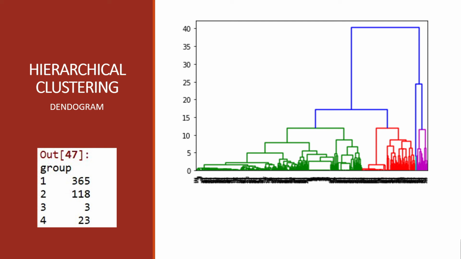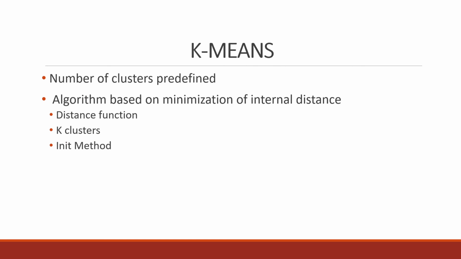Okay, let's apply the K-means algorithm to our normalized data. In K-means, the number of clusters is predefined. This algorithm is based on minimization of internal distance. We use a K value of 3. We use the random init method. We tried to use K-means++, but we obtained the same result.